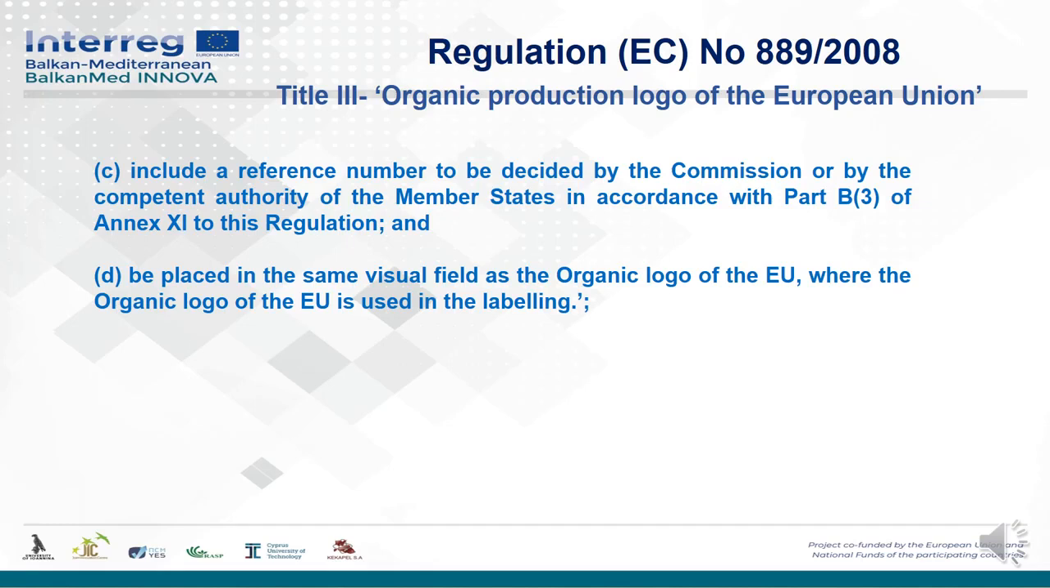What else do I have to include in the label? Include a reference number to be decided by the Commission or by the competent authority of the member states in accordance with Part B, paragraph 3 of Annex 11 to this regulation. And D, be placed in the same visual field as the organic logo of the EU, where the organic logo of the EU is used in the labeling.